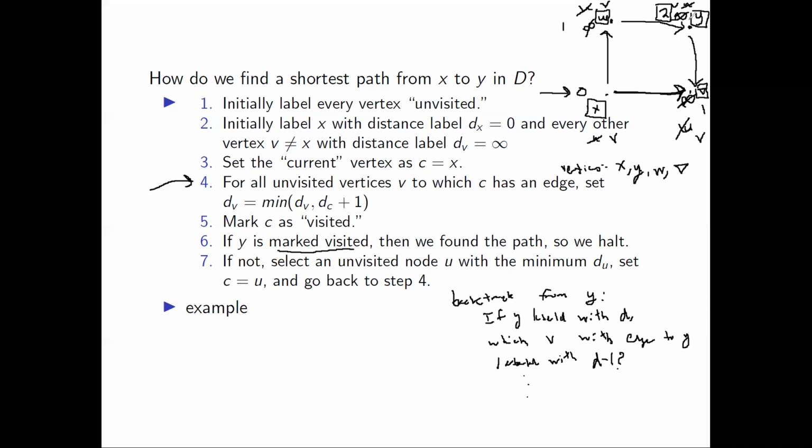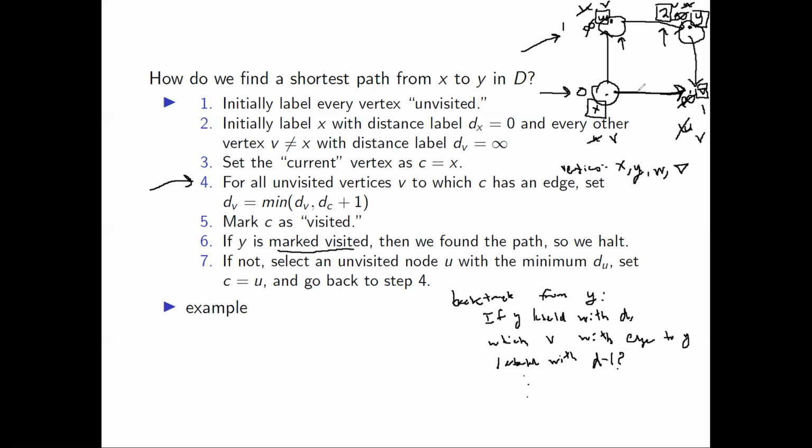So in this example here, our Y was labeled with 2. So our path has the Y on it. And then we look at the vertices with edges to Y, which of them is labeled with 1? Well, this one right here, there it is. So we include that vertex. And then we can look at the vertices with edges to this one right here. Which ones are labeled with 0? And that's the only one right there, it's X. X is the only one labeled with 0. So that would give us a shortest path from X to Y in this small graph that I drew.